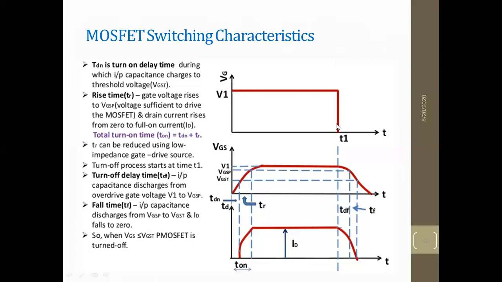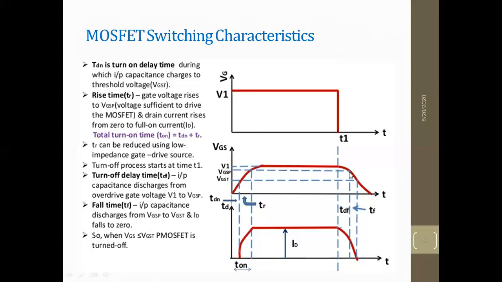Up to this value, there is a steady state input voltage of V1 magnitude. Under this, it should be the on condition. Up to this T1 point, the current is slowly decreasing. That is, the turn off process starts at time T1. Here, this is called the turn off delay time.